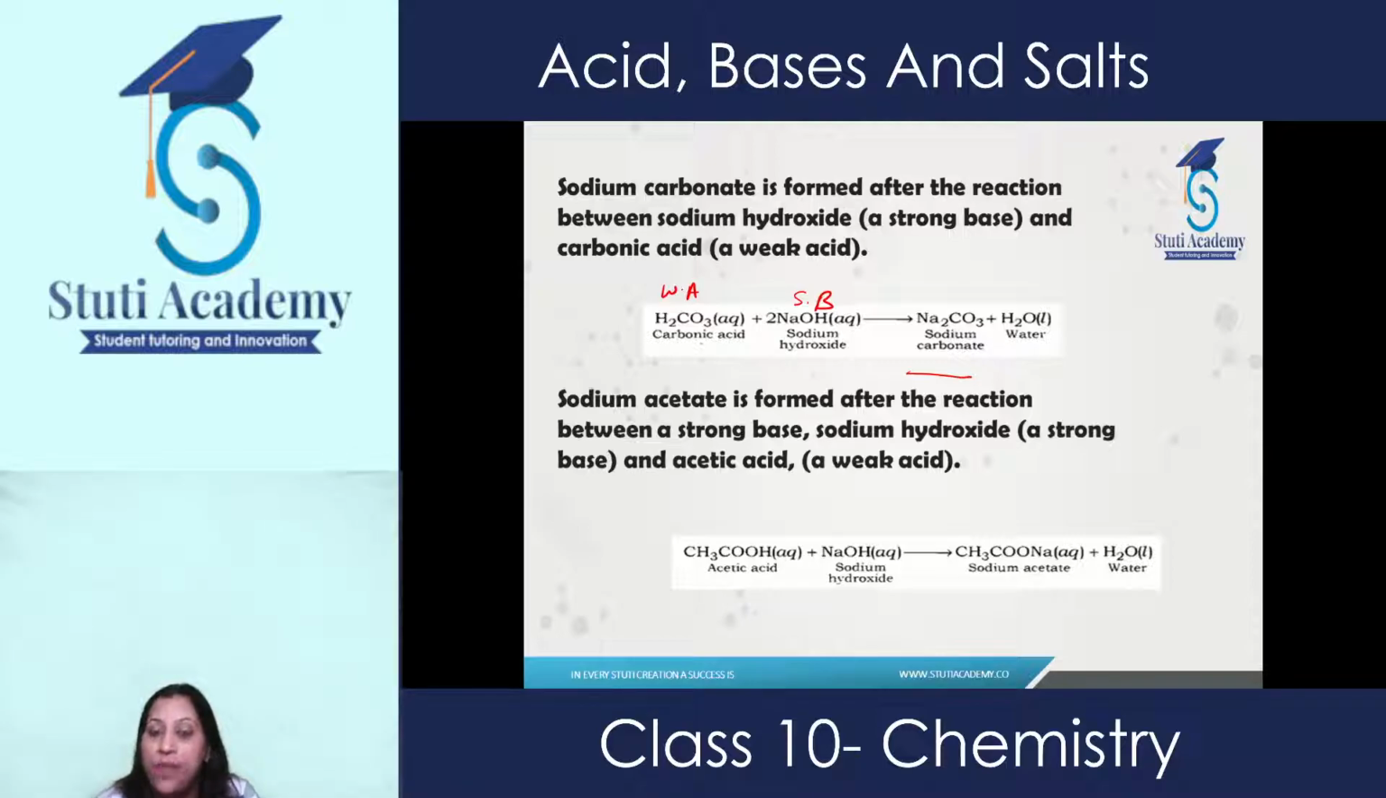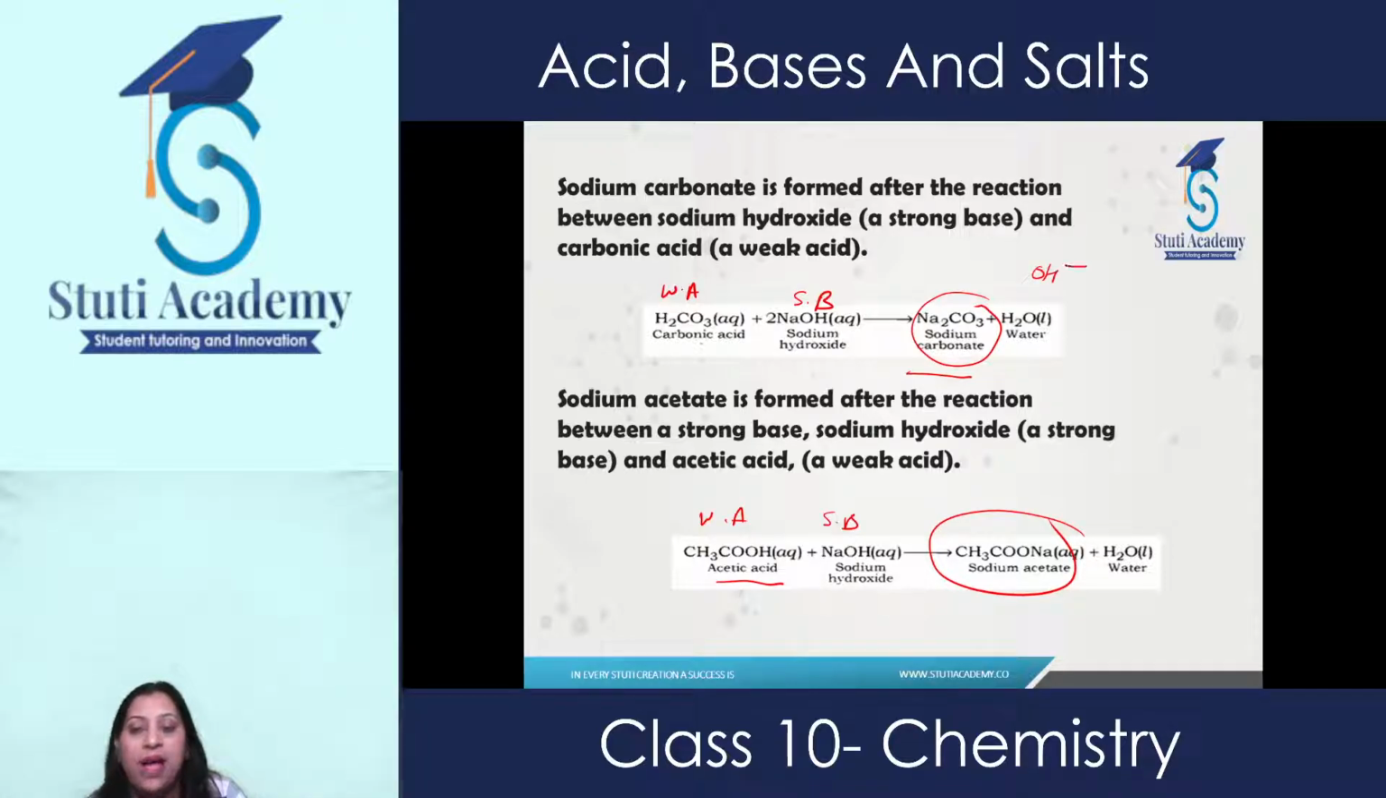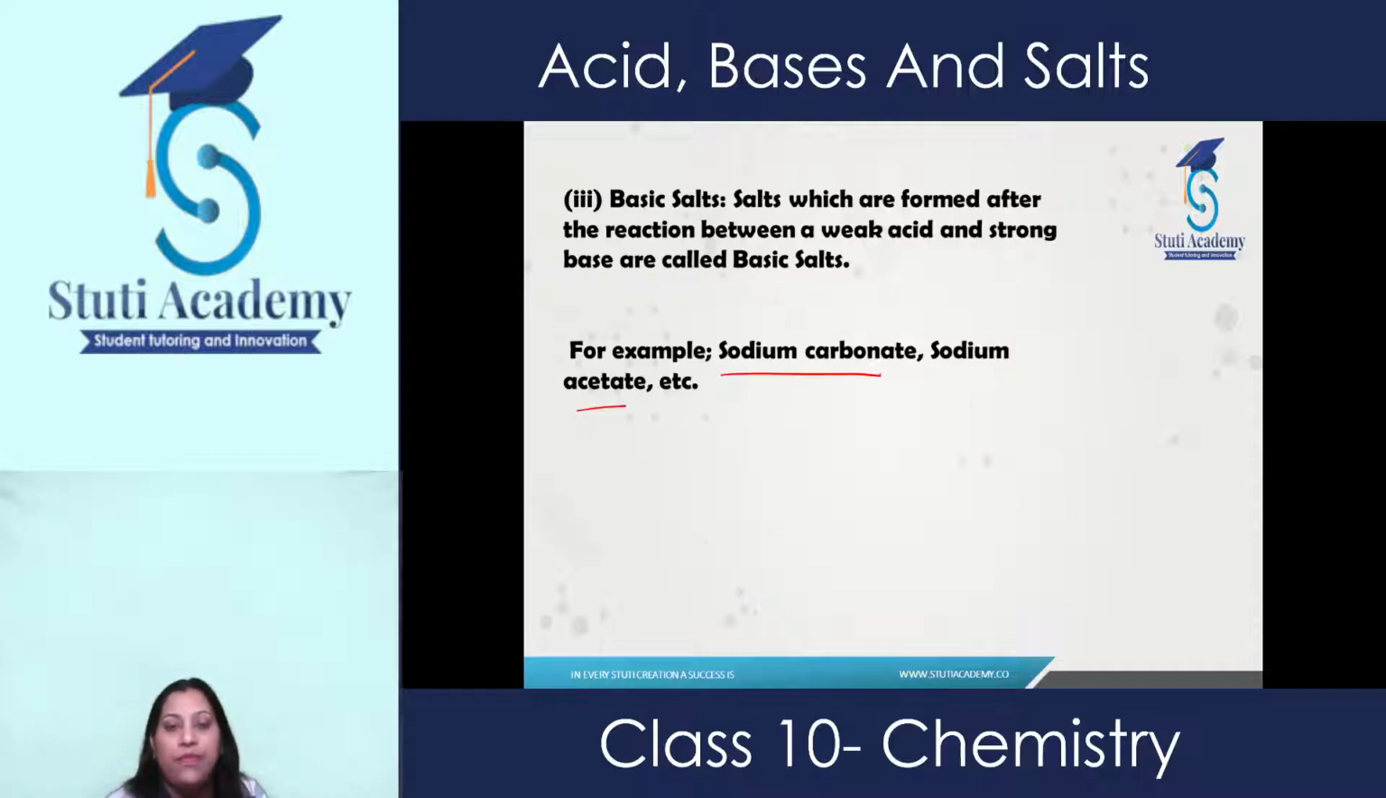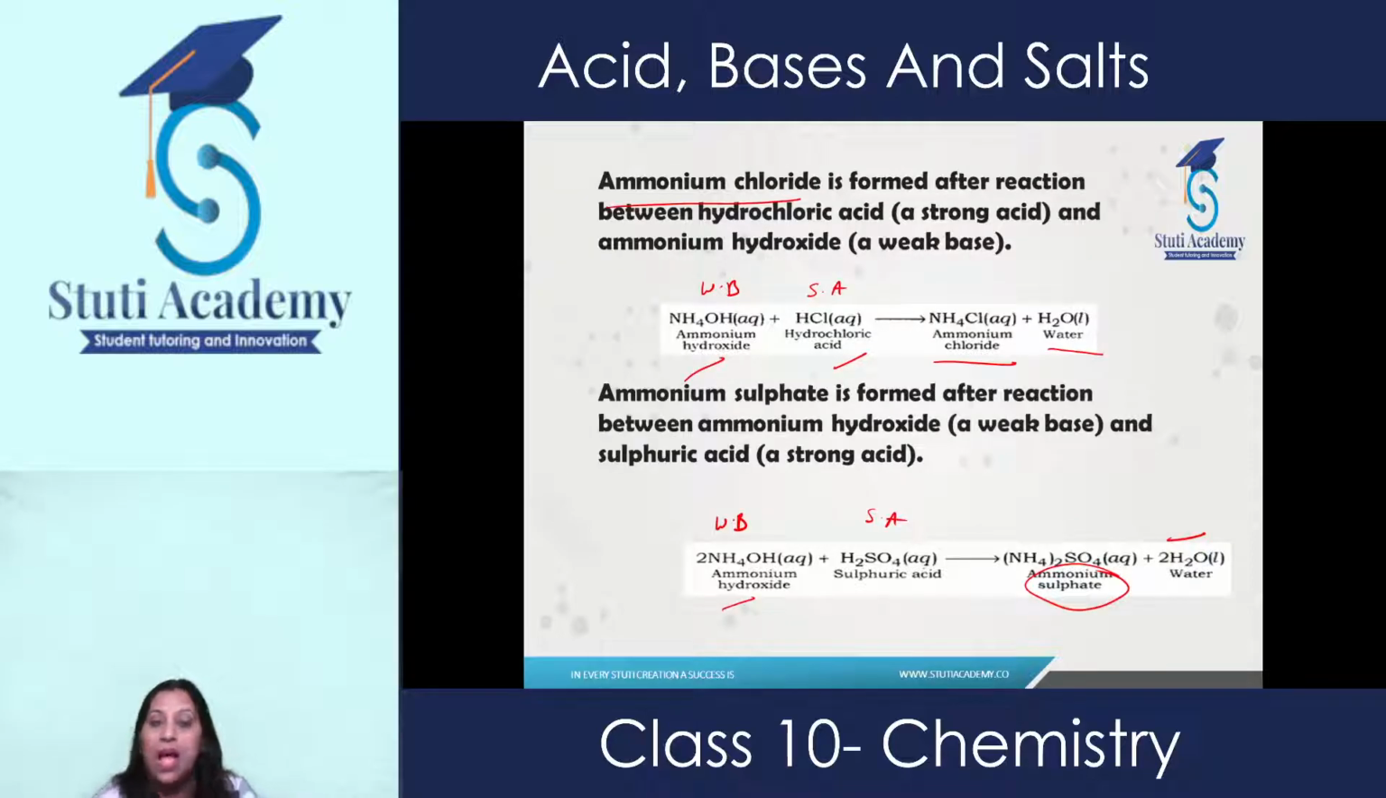Another example of basic salt is sodium acetate, which is a combination of acetic acid, which is a weak acid, and a strong base, which is sodium hydroxide. It results in the formation of sodium acetate. So as you can see, these are basic in nature. It means they have hydroxide ions present in them. And if we are talking about acidic salts, they have hydrogen ions in them.